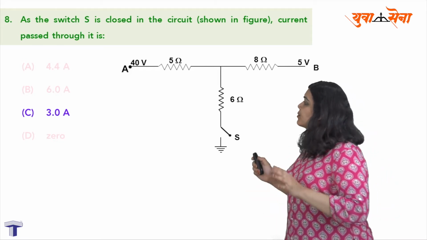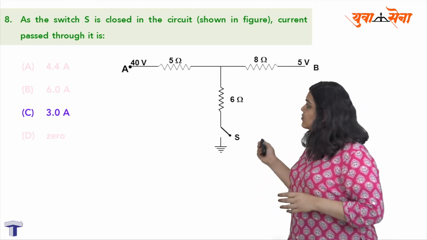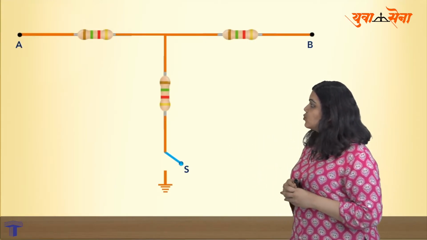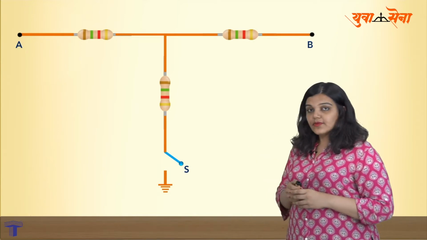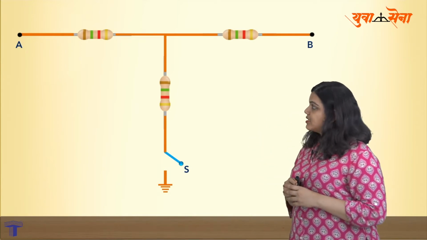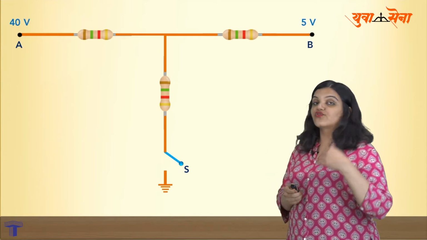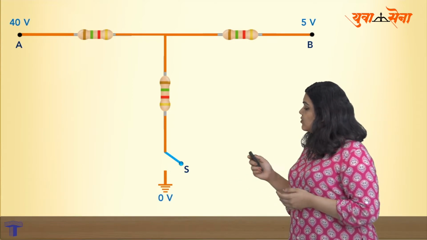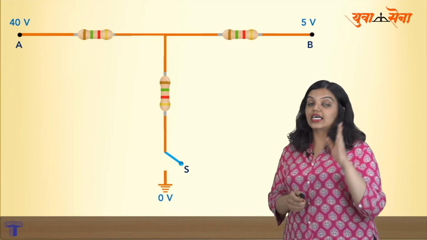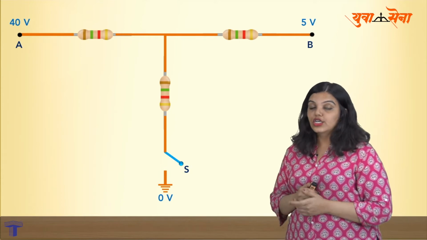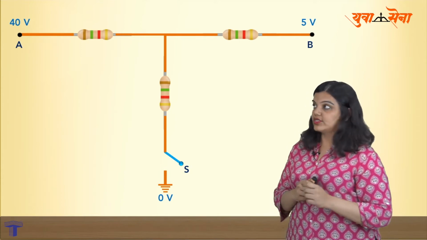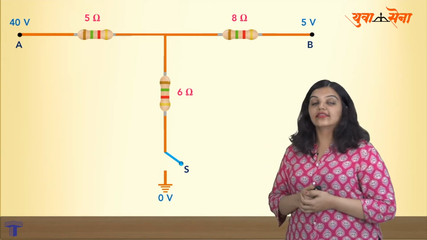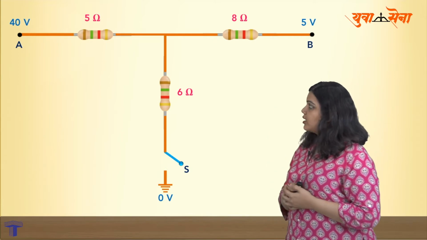So first I'm going to make a big beautiful diagram. This is the diagram that has been given to us. I have 3 resistors, each of them connected to a junction on one side and the other sides are all connected to different potentials. A is at 40 volts, B is at 5 volts and the ground is 0 volts. Even though it has not been explicitly written in your figure, you know the ground is always 0 volts. Then the resistor values are 5 ohms, 8 ohms and 6 ohms respectively for each branch.